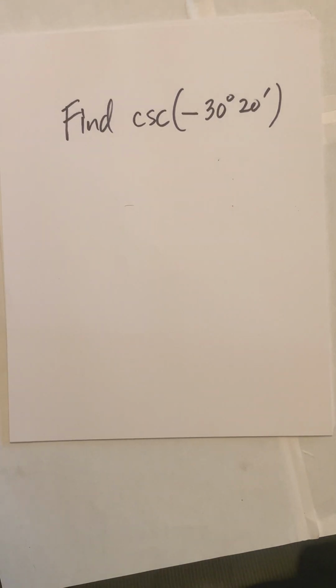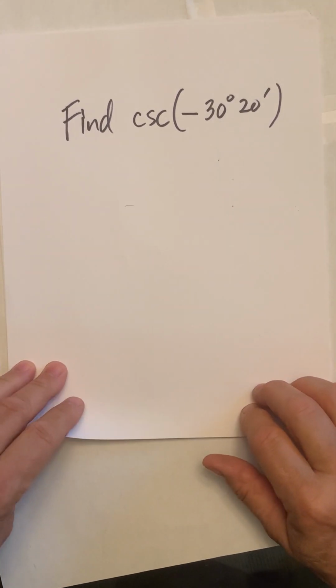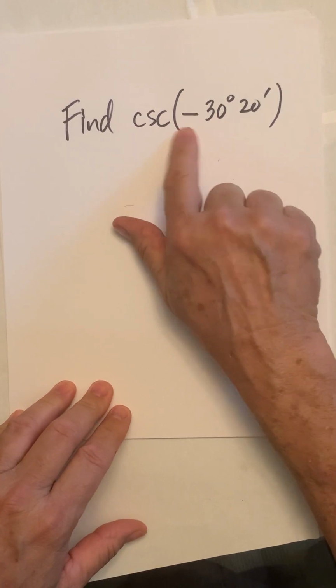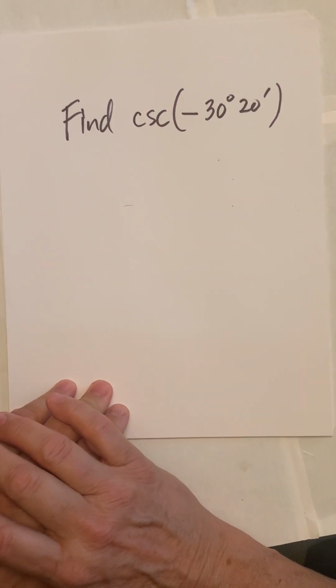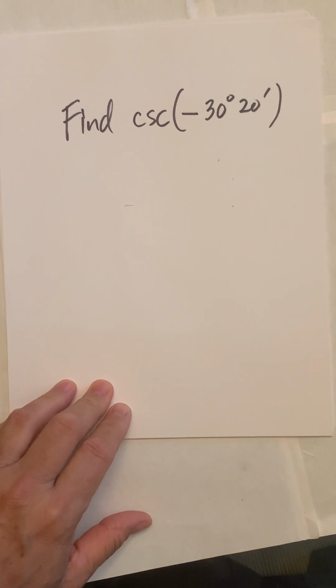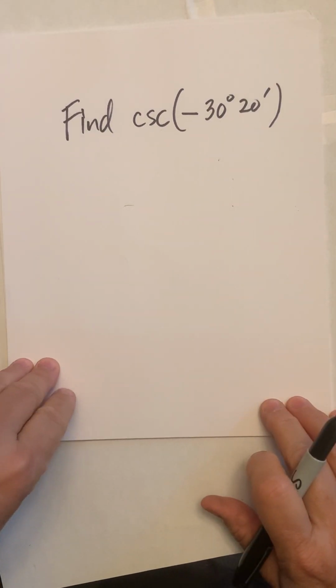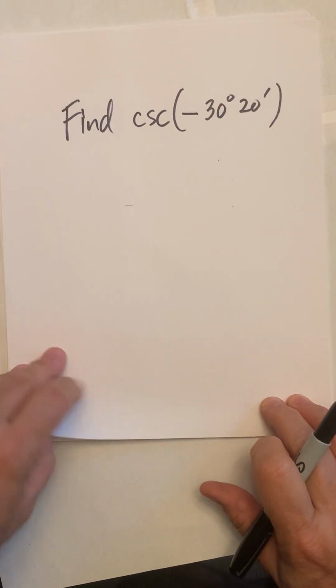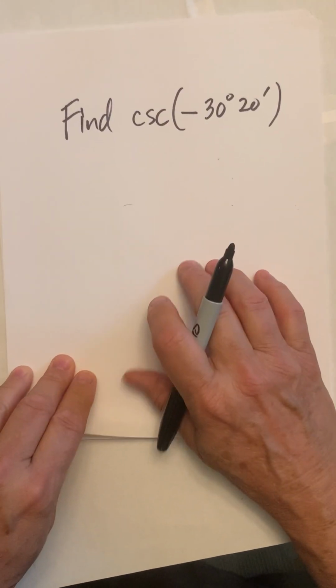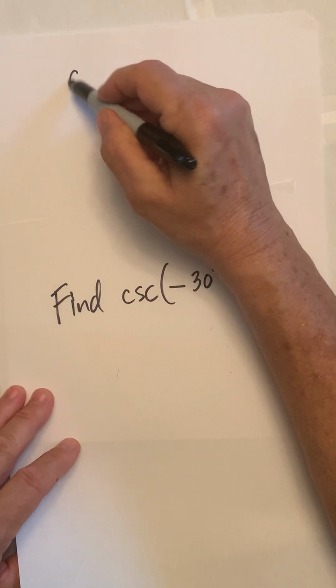Hello, in this video I'm going to look at how to use your calculator to evaluate cosecant of negative 30 degrees and 20 minutes. One thing I want to mention is what's happening here, and you have to be careful about it. Let me write it over here.